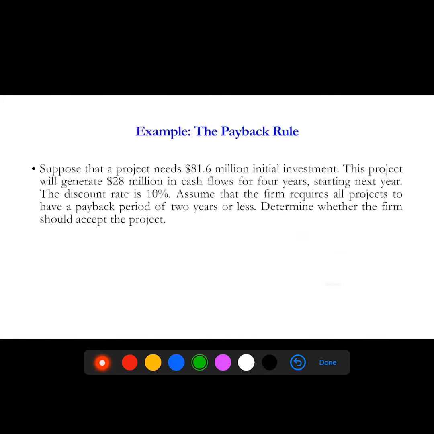So now let's solve an example to see how that is going to work. Suppose that the project needs an 81.6 million initial investment. This is the same example as we had in the NPV video. So this project will generate 28 million in cash flows for 4 years, starting from year one. Okay, so first I'm going to draw a timeline to show those cash flows.